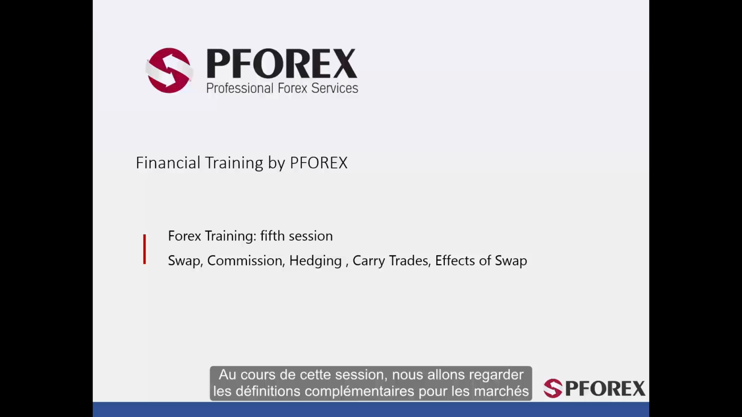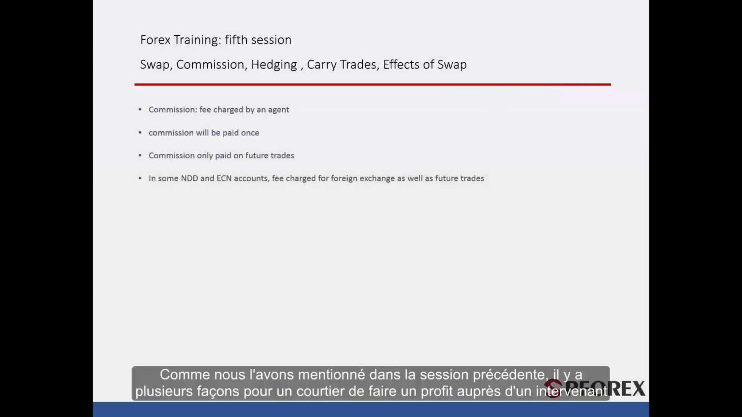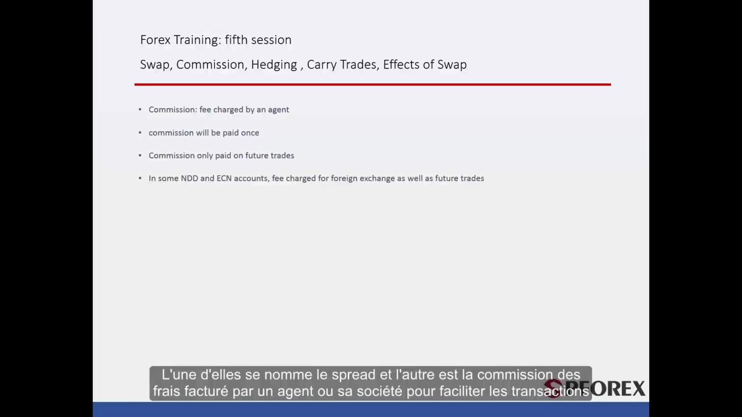In this session, we will look at swap, commission, hedging, carrying, and the effect of swap on trading. As we mentioned in the last session, there are different ways a broker can claim profit from a party. One of them is called a spread and the other one is called commission. A fee charged by an agent or an agent's company to facilitate transactions between buyers and sellers. This usually happens in futures accounts and it is a one-off payment.